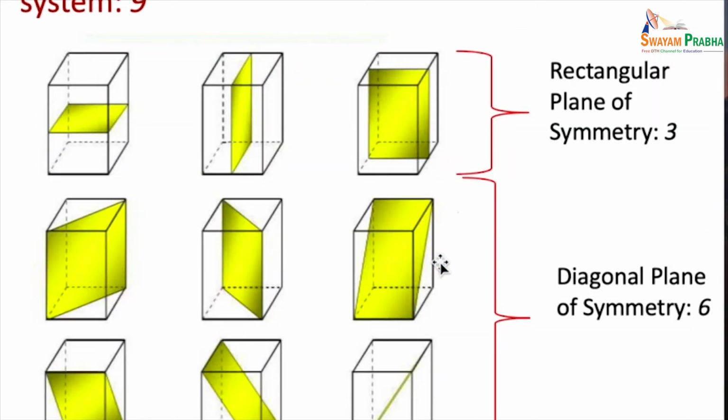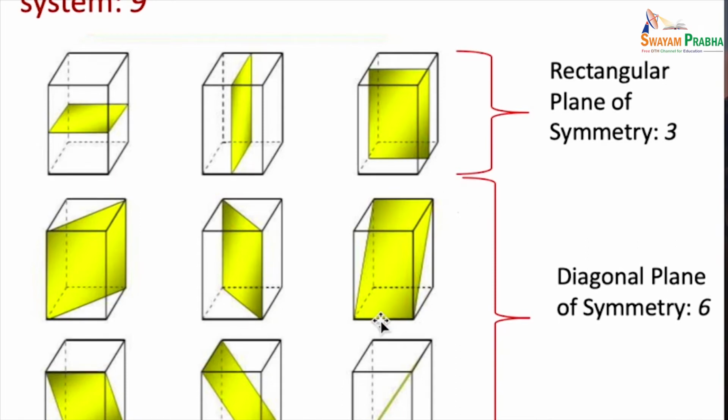Now let's look at them in terms of the cubic system. In a cube, there are 9 planes of symmetry. There are 3 rectangular planes of symmetry and 6 diagonal planes of symmetry. So this is a rectangular one: the cube is cut in half. Then these two faces are cut in half. Then these two are cut in half. Then the diagonal, just see, it's running from here to here, and top to bottom.